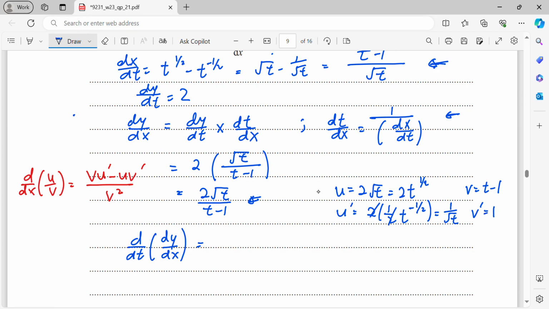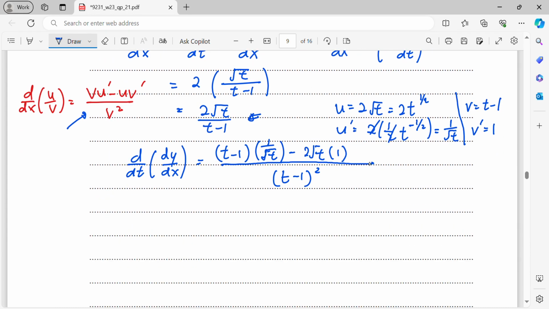So now use these results and substitute it into the quotient rule. I will be getting over v squared, so t minus 1 squared. Keep the t minus 1, and then differentiate the u, which is 1 over square root t. Minus, keep the u, 2 square root t, and then v prime is 1.